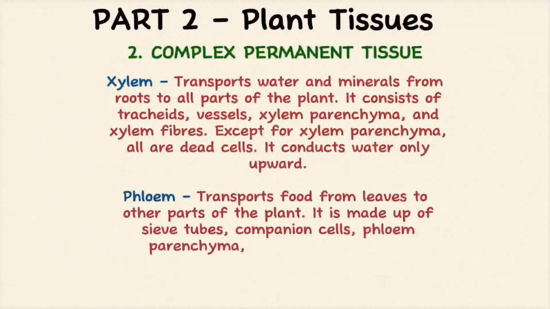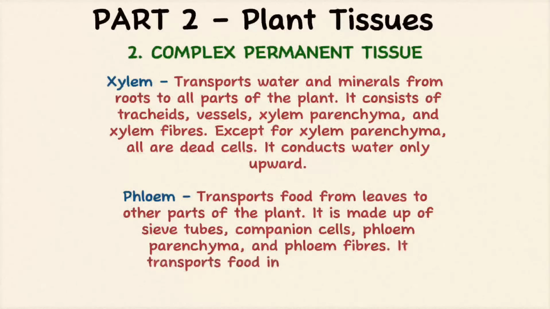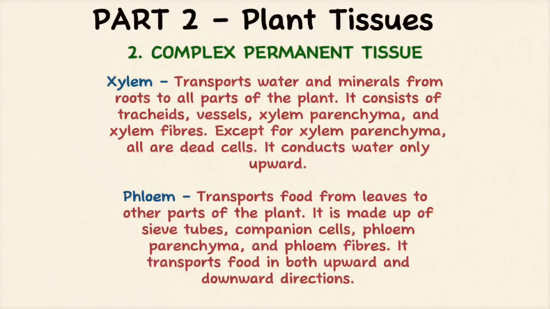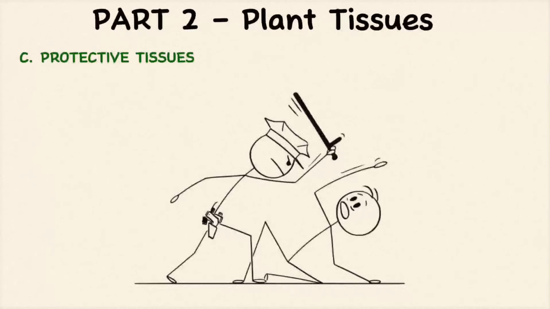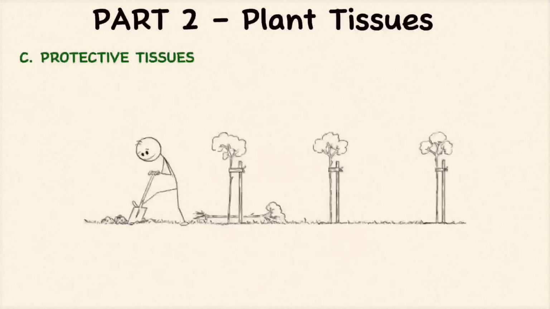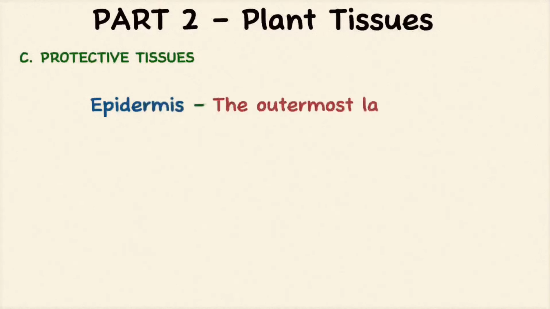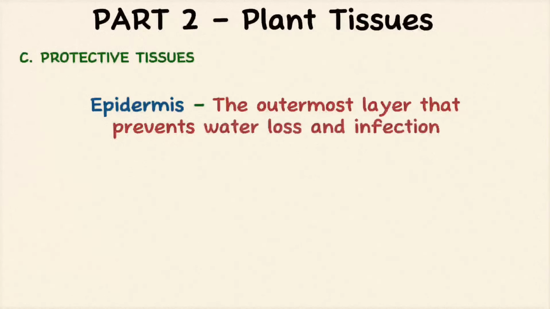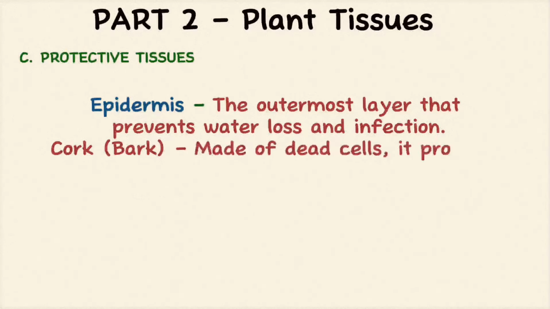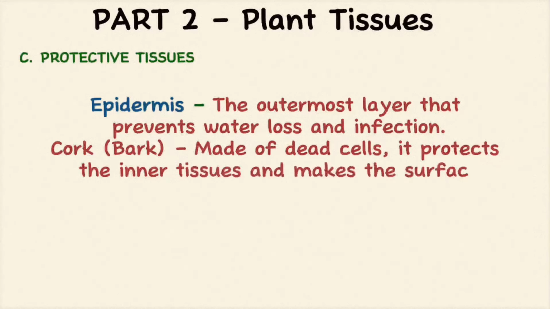Phloem transports food from leaves to other parts of the plant. It is made up of sieve tubes, companion cells, phloem parenchyma, and phloem fibers. It transports food in both upward and downward directions. C. Protective tissues. Plants have protective tissues that cover and protect them. Epidermis, the outermost layer that prevents water loss and infection. Cork, bark. Made of dead cells, it protects the inner tissues and makes the surface waterproof.